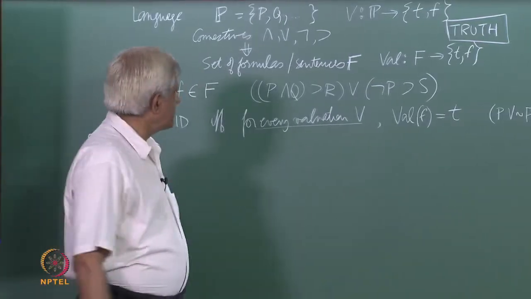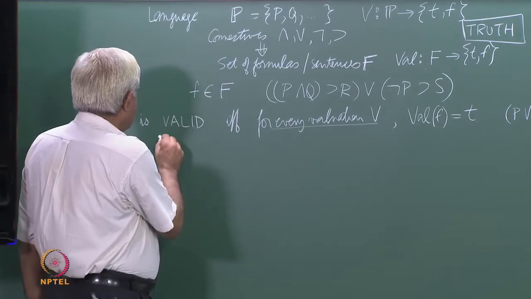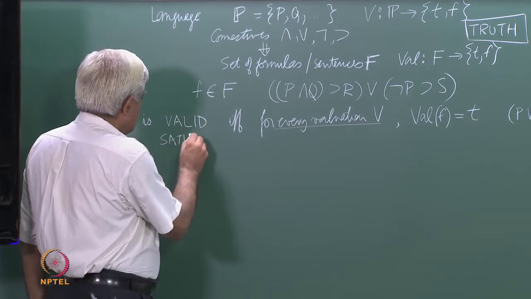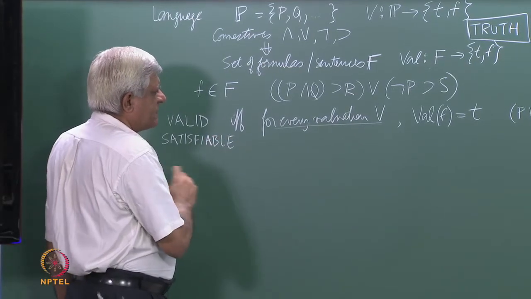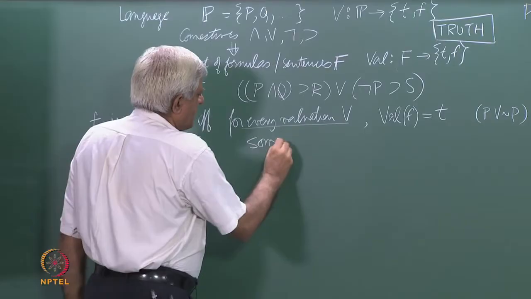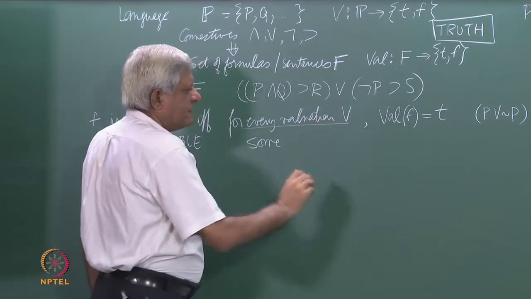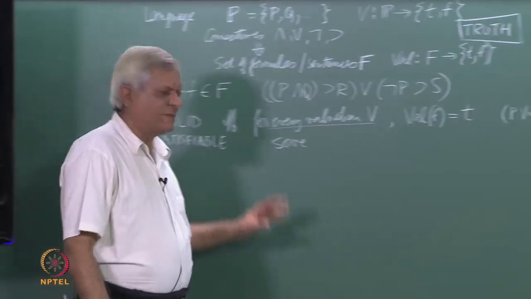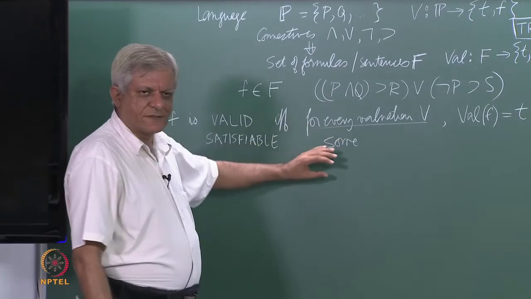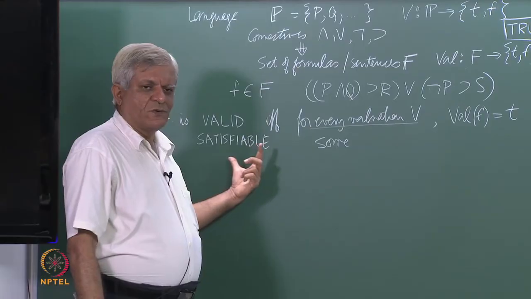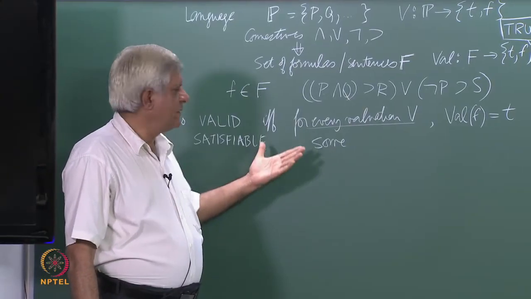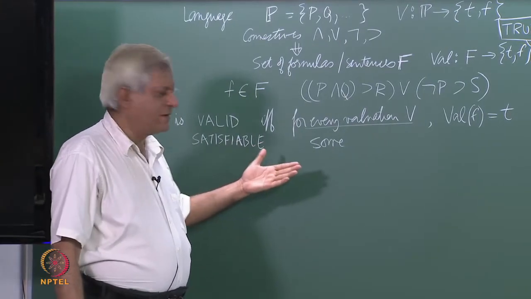There is only one variable, but this is a valid sentence, also known as a tautology, always true. We say that a formula is satisfiable if for some valuation V this is true. The same thing, except that instead of every we use the term some: if you can find at least one valuation which will make this true, then that sentence is satisfiable.